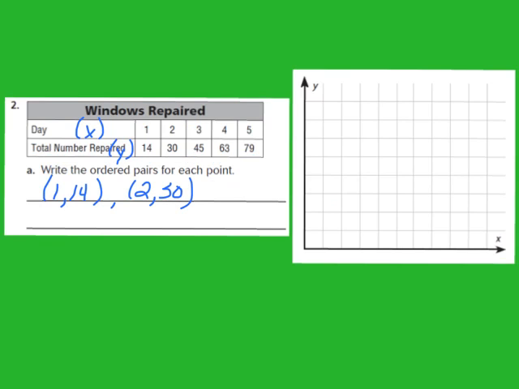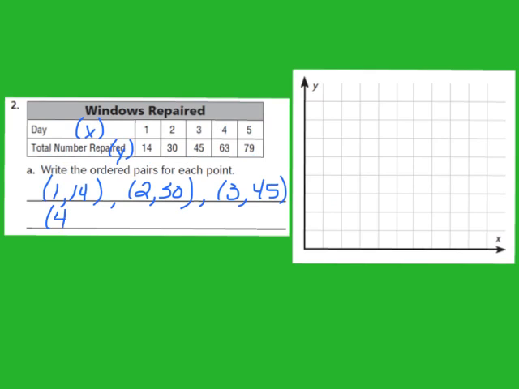So that tells me after day 3, 45 windows were repaired. So I'm going to go ahead and make that my next ordered pair. And I'm going to write down 3 for the x-coordinate and 45 for the y-coordinate. Now I also notice that I have a 4 and a 63. So what I'm going to do is this. I'm going to make that 4 and 63 my next set of ordered pairs.